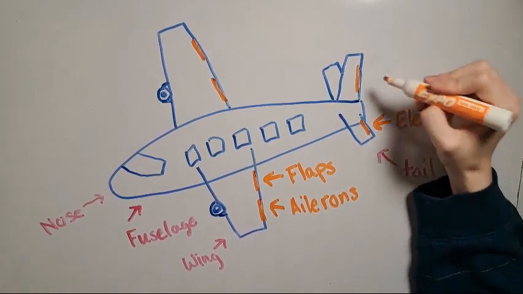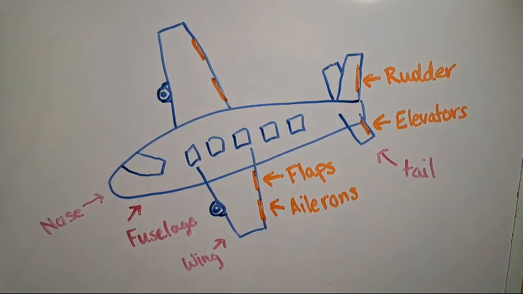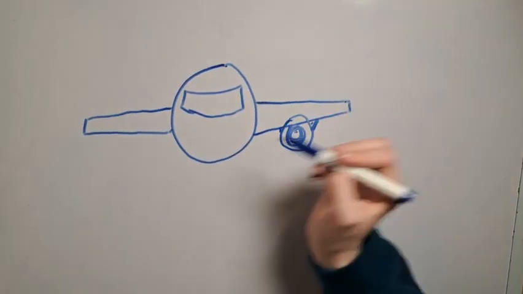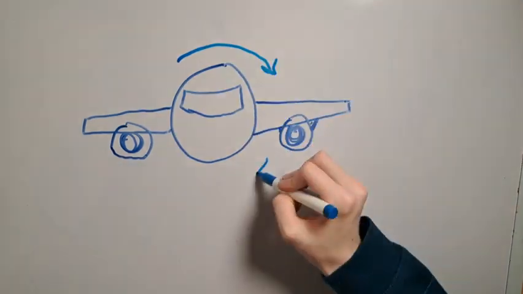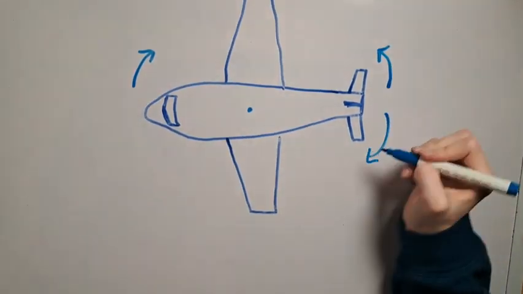Now, let's take a look at the tail. The tail also has multiple flaps. It has the rudder, which is the vertical flap, and it has the elevators, which are the horizontal flaps. Each of these flaps control a different aspect of the plane's rotation, called the roll, controlled by the aileron, the pitch, controlled by the elevators, and the yaw, controlled by the rudder. These allow the plane to steer.